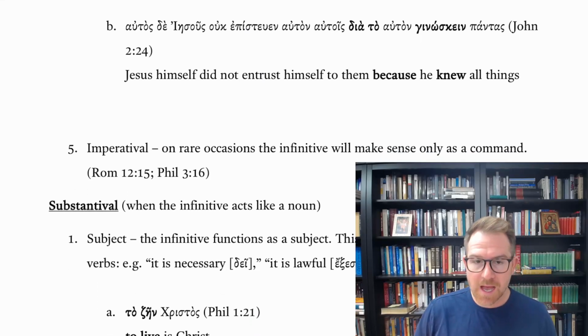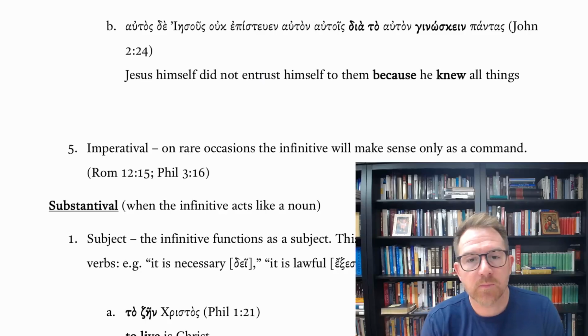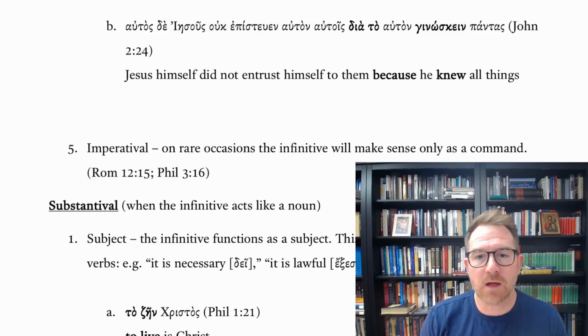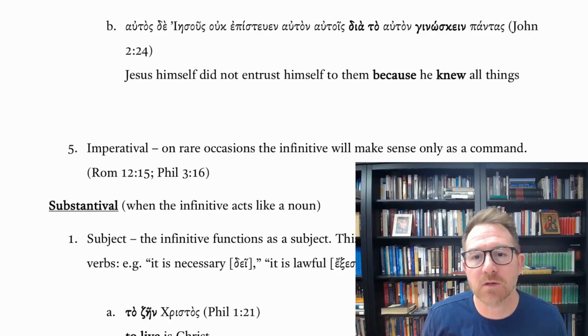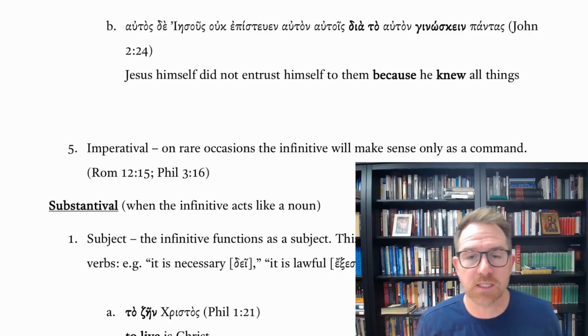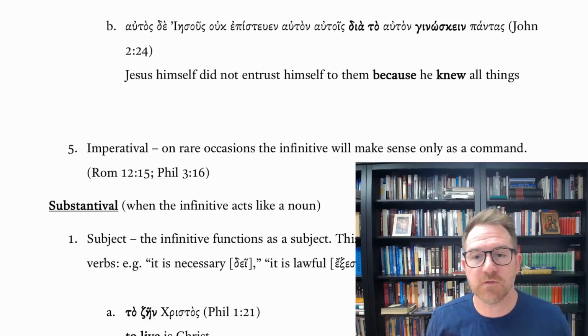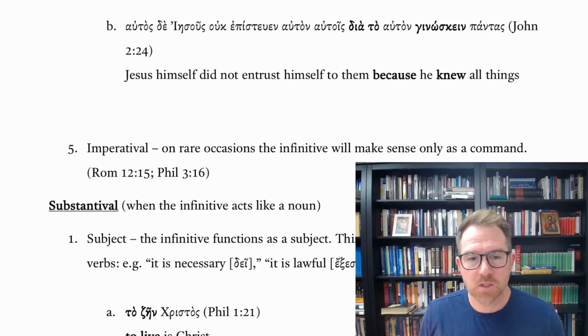John 2:24, autos de Iēsous ouk episteuen heauton autois dia to auton ginōskein pantas. Jesus himself did not entrust himself to them. Why? Dia to auton ginōskein, because he knew all things, on account of him knowing all things. So this is the reason, dia. And then, of course, on rare occasions, the infinitive can only make sense as a command. So these are all the adverbial, the verbal uses of the infinitive.